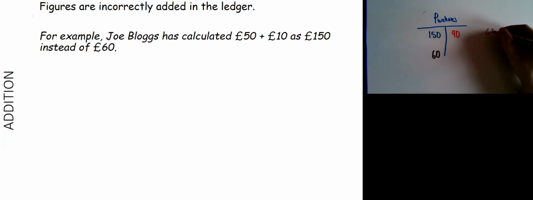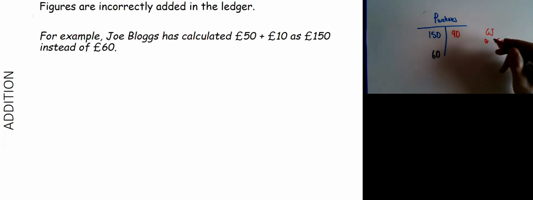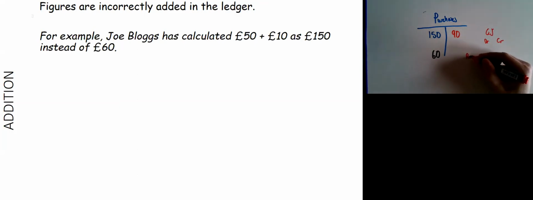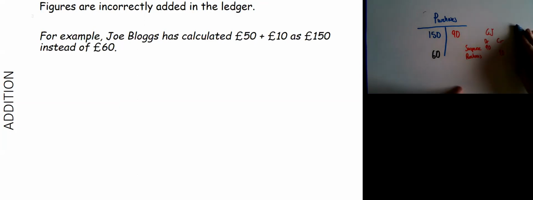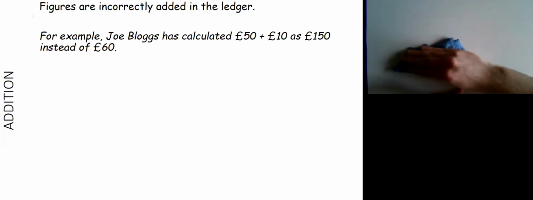So my general journal would look like, well, I needed to debit the purchases by 90. Therefore, I credit the suspense by 90. Yeah, because there's no other account that's affected. It was just a mistake on one of the accounts. I'll try and stick to the proper colours this time.